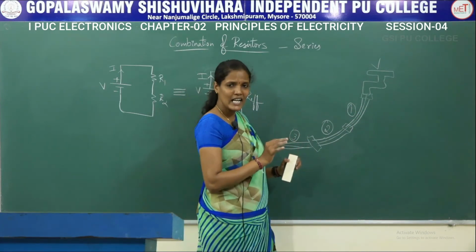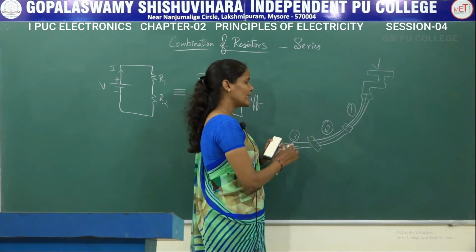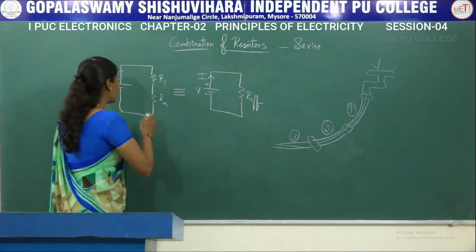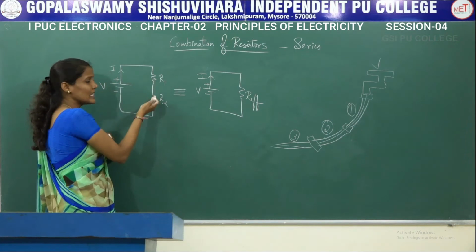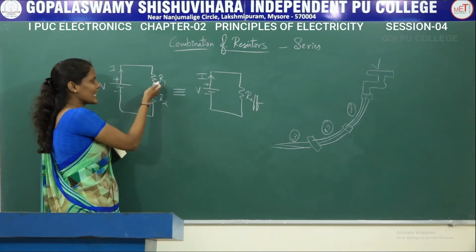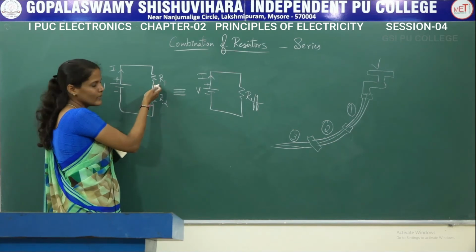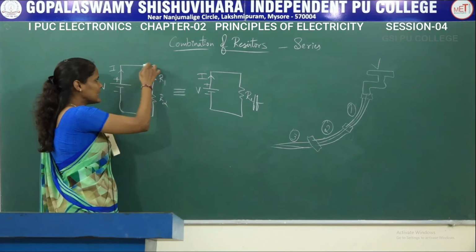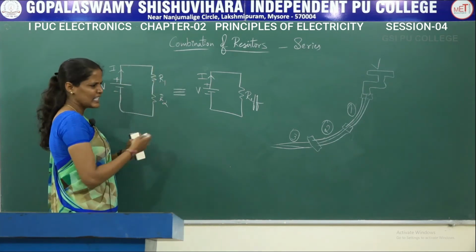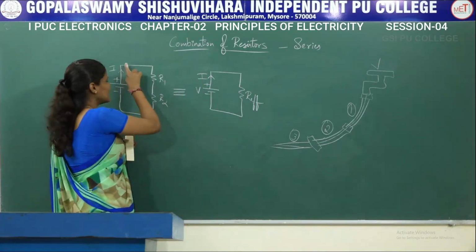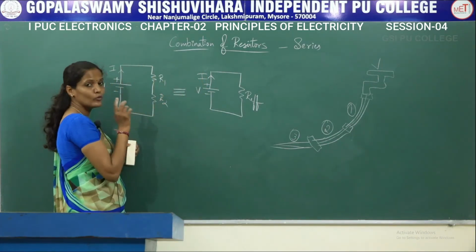But in our example, we are comparing this water to the current. So the same current flows through the resistor R1 and through the resistor R2. That is, I is the same across R1 and I is the same across R2. That is, the same I passes from this side to that side, like passing the parcel. So if it starts from one side, the same current flows everywhere.